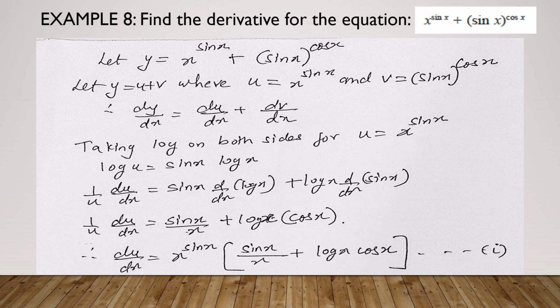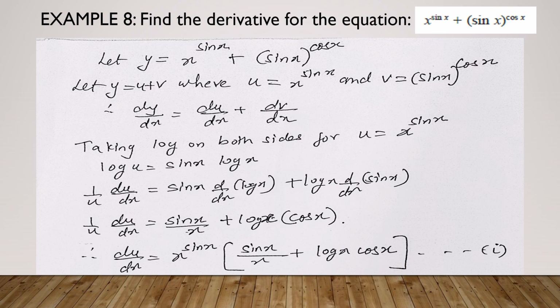Now take du by dx on one side, so du by dx is u into, but what is u? U we have taken as x raised to sin x. So du by dx is x raised to sin x into sin x by x plus log x cos x. Let this be equation 1.